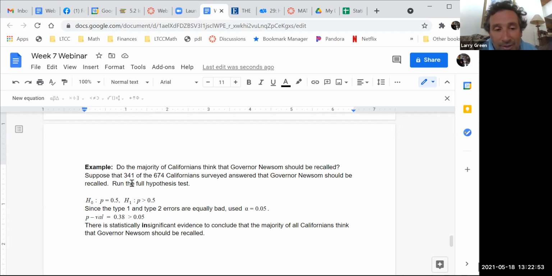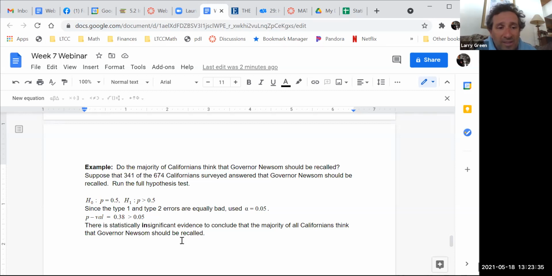Okay. And our level of significance is very similar: if exactly 50% of all Californians think Governor Newsom should be recalled, and if we did another study of 674 Californians, then there'd be a 5% chance that we would end up falsely concluding that the majority of all Californians think that Governor Newsom should be recalled. Any questions on this example? Any questions?